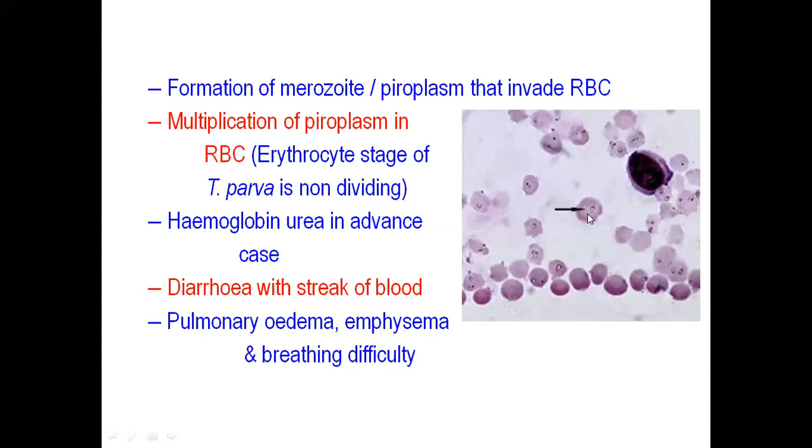I will ask you in the exam, with the reasoning: can Theileria annulata be transmitted by mechanical route? Yes, it is transmitted by mechanical route because the RBC stage is transmissible from one host to another, since the RBC stage is dividing. Whereas in case of Theileria parva, the RBC stage is non-dividing. If you draw one ml of infected Theileria-positive blood from one cattle, let's say cattle A, and inject it into cattle B, there will be no infection.